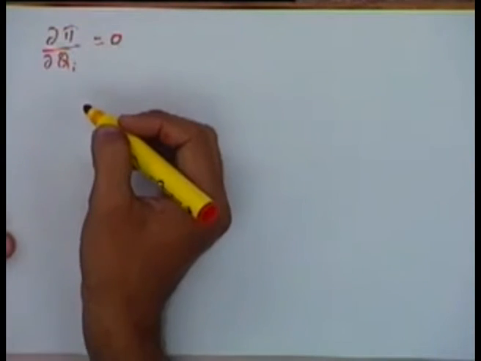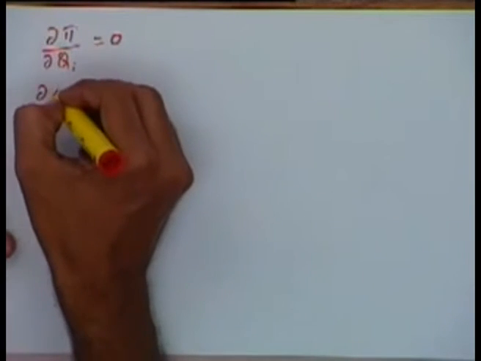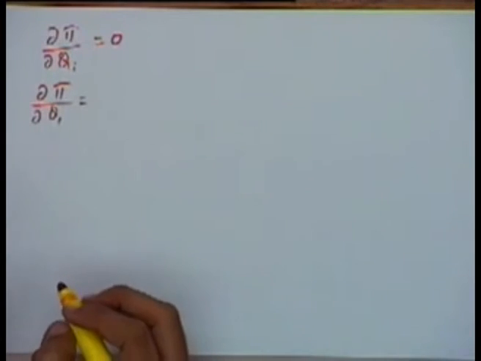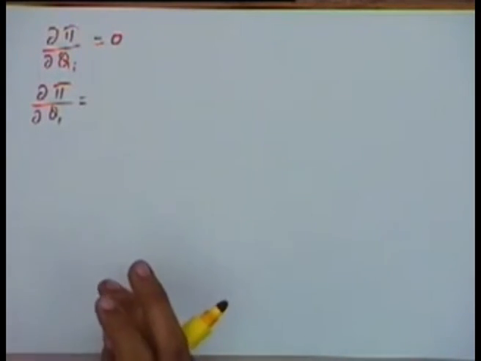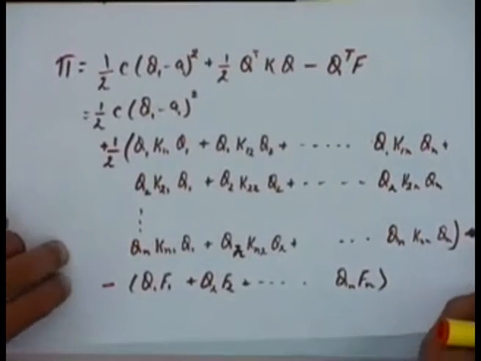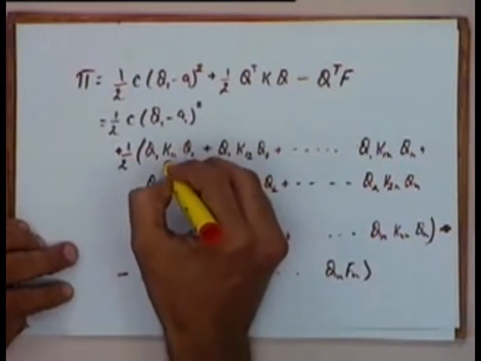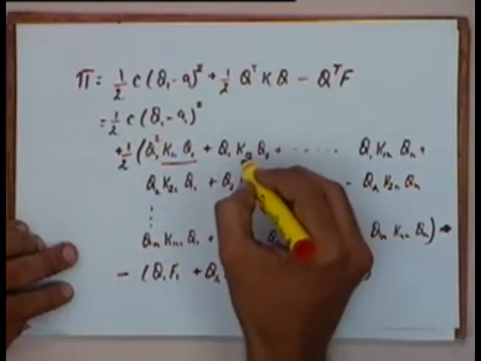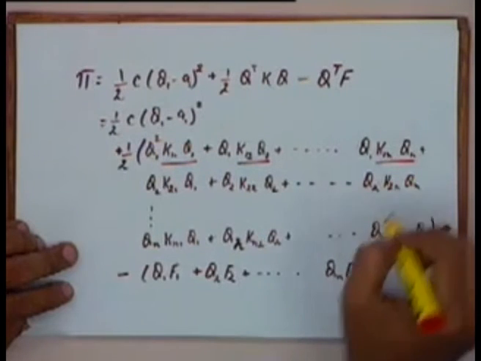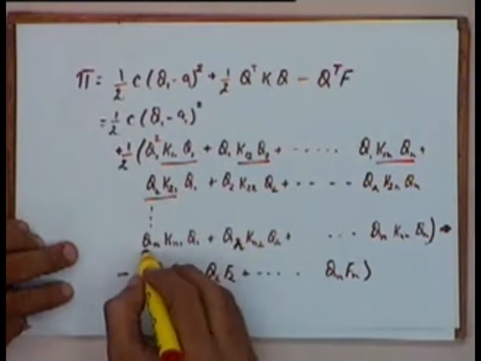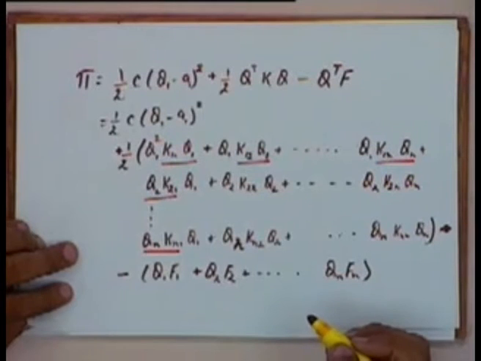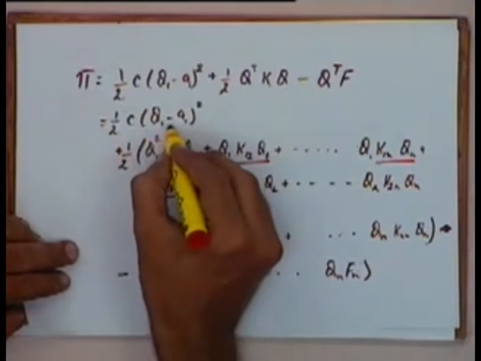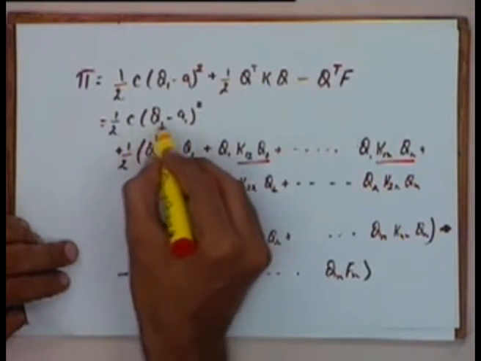First I will differentiate with respect to q1 and I will get del pi by del q1, and what will that be equal to? When I differentiate this with respect to q1, I will get this term multiplied by 2, I will get this term, so on up to this term, and in this column I will get this term, so on up to this term. Again, when I differentiate with respect to q1, I will get a term from here.